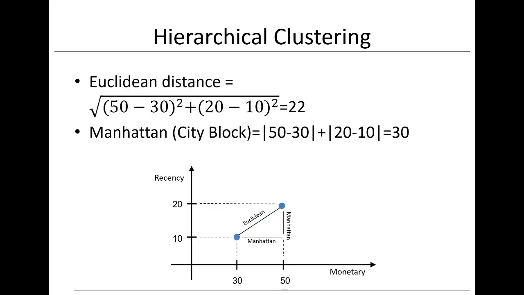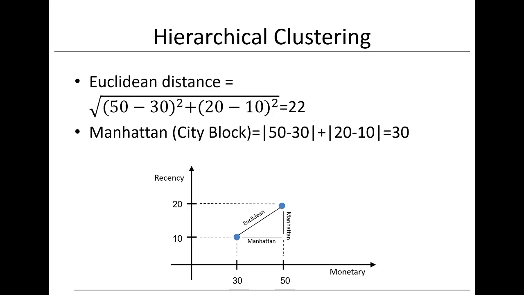As already mentioned, clustering aims at grouping observations based on similarity. In order to do so, a similarity measure needs to be adopted. Various similarity or distance measures have been introduced in the literature. Let's consider two observations characterized in terms of their recency and monetary values. Observation 1 has a monetary value of 30 and a recency value of 10. Observation 2 has a monetary value of 50 and a recency value of 20.